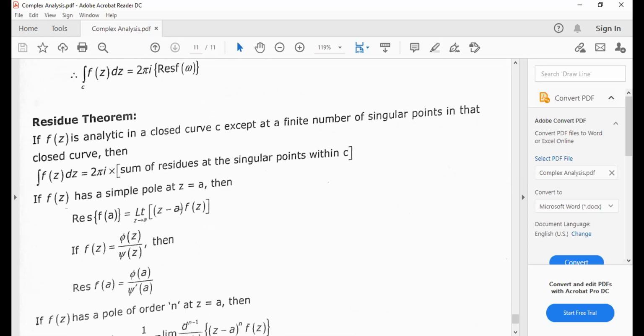Once you find the residues, you can apply the residue theorem: the integral over the contour of f of z dz equals 2 pi i into the sum of the residues. Okay, I'll continue in the next week.